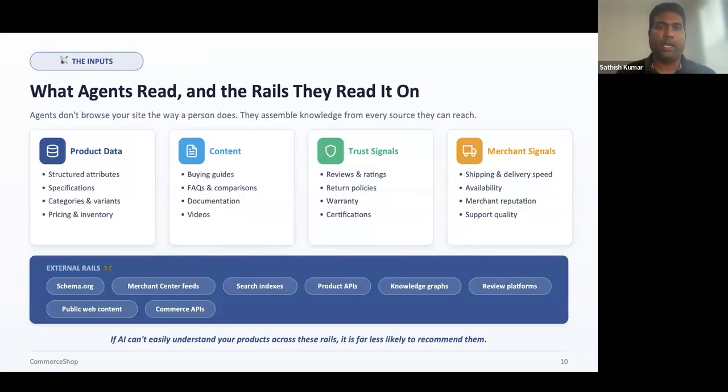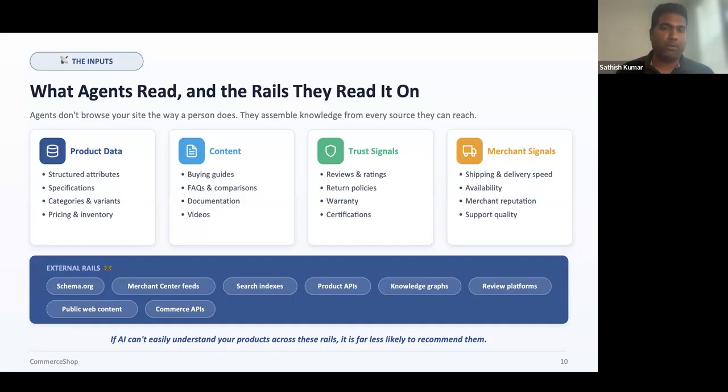So this is what AI agents are going to read. They're basically going to need information about the product data, like the structured attributes, product specs, categories, pricing, inventory data, all these things they will need from your site. Also, they need the buying aids, comparisons, documentation, and also they need reviews about the product from similar customers, ratings, return policy, warranties, and also merchant signals like product availability, shipping time, and the support schemes. All these things they read from your site, and the agents read these things in multiple formats. They have many protocols and rails, which we covered in the last section.